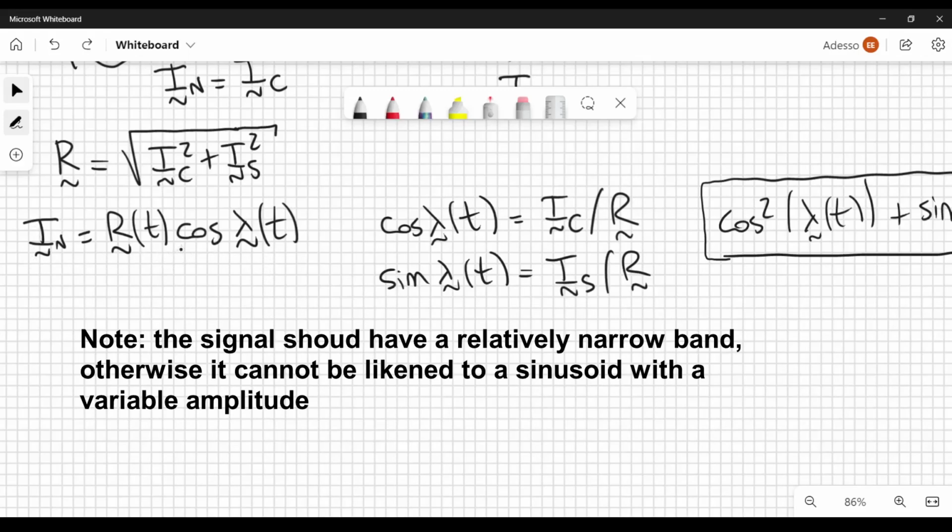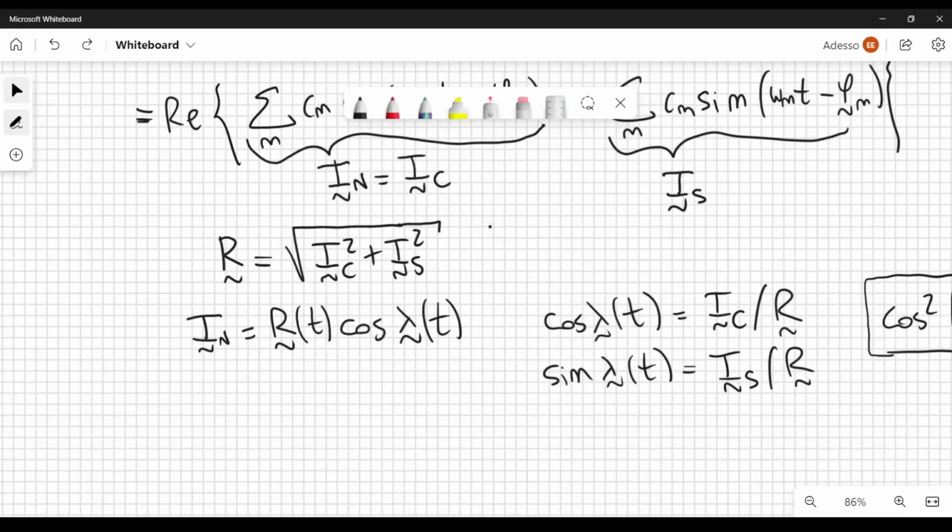It will be some kind of sinusoid with this amplitude, which depends on time. And that's why now I can understand why this will be the envelope, right? Because I can express my signal like this. So it makes sense to think that this will be some kind of envelope of our signal.